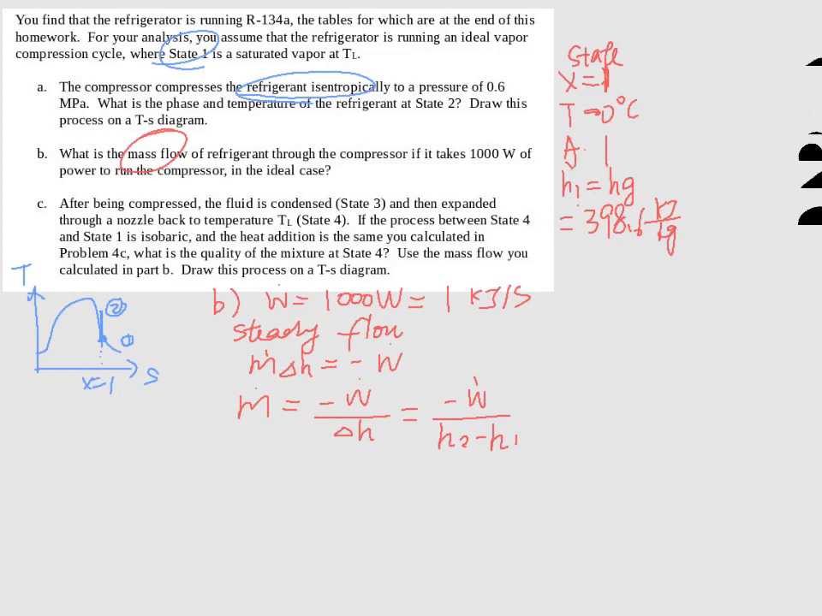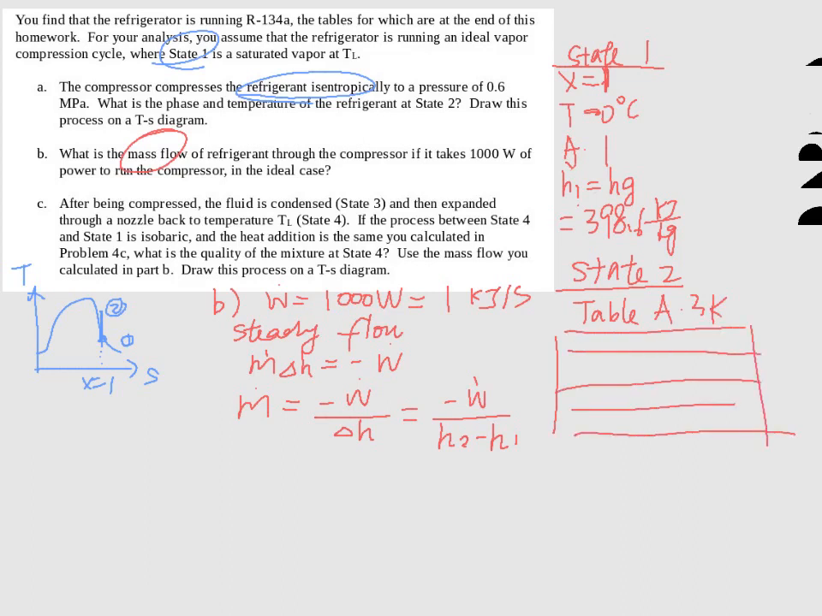So this is for state 1, and now we're going to find H2. Similarly to how we found our T2 for part A, we're going to use interpolation to find H2. Because if you go to table A.3, there is no exact value for state 2, so we're going to interpolate. So we're going to have something similar. So I'm going to draw this table again.